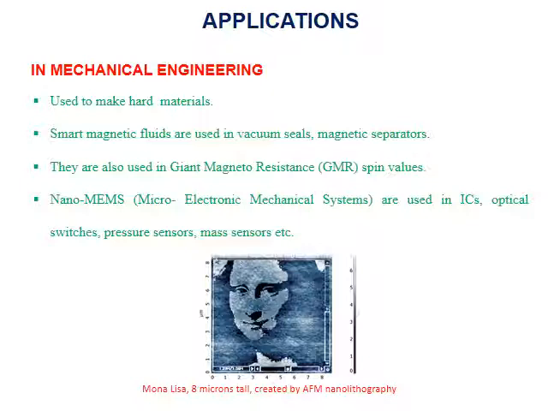Next, let us see the applications in area-oriented form. In the mechanical engineering industry, these nanomaterials are used to make hard materials. As we said, since the materials have very small grain size, this results in very hard materials compared to conventional ones. Smart magnetic fluids are used in vacuum seals and magnetic separators. They are also used in giant magnetoresistance spin valves, and nano MEMS, microelectronic mechanical systems, are used in ICs, optical switches, pressure sensors, mass sensors, etc. We have nano lithographic technology for producing such micro level devices.